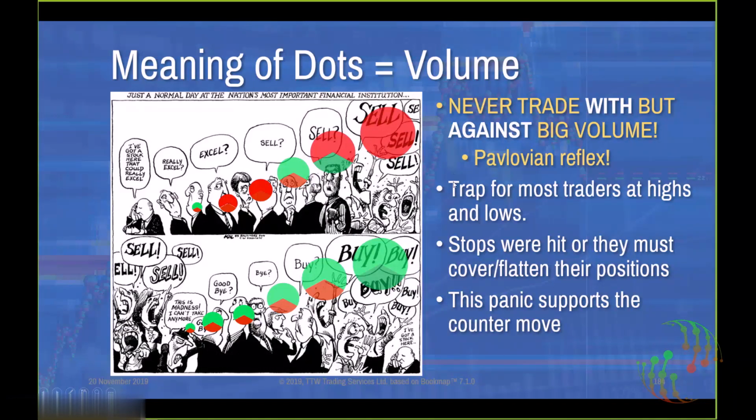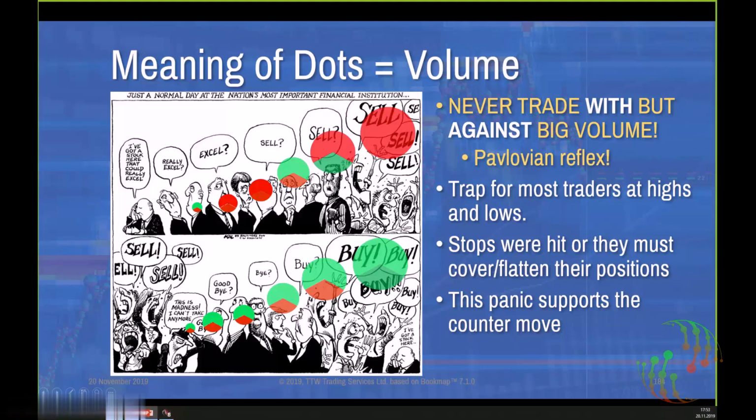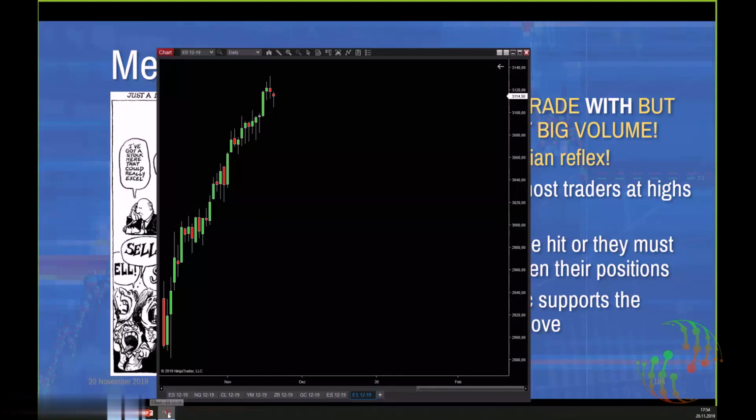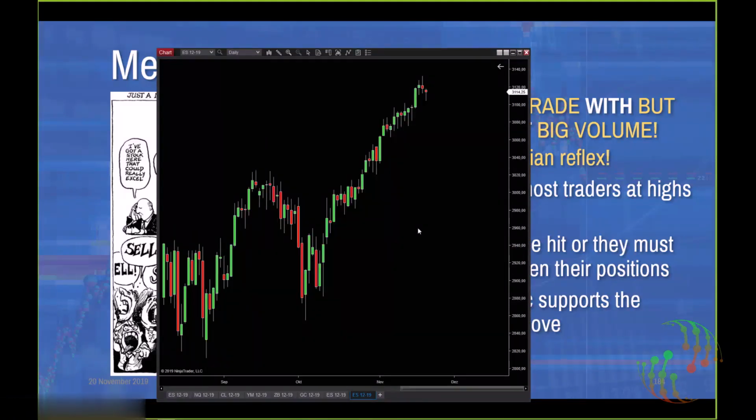Never trade with, but against big volume. Avoid the Pavlovian reflex trap. Most traders are trapped at highs and lows. That's what we learned in the sweeps. But when you are an investor who is not day trading, if you are a long-term investor, for example in shares, then you also have to obey the same principles we learned for day trading in ES. It's always the same mechanism. When we have pullbacks, then it's more likely that it's going up. You should have a look at different markets to see whether they are exaggerated at the moment. All these mechanics apply to every market.